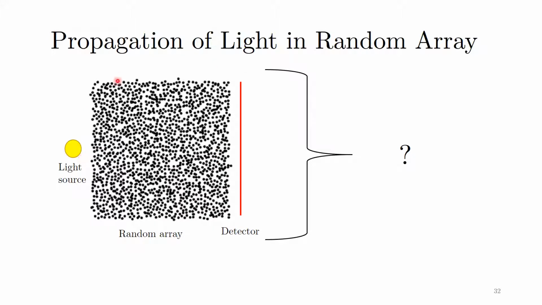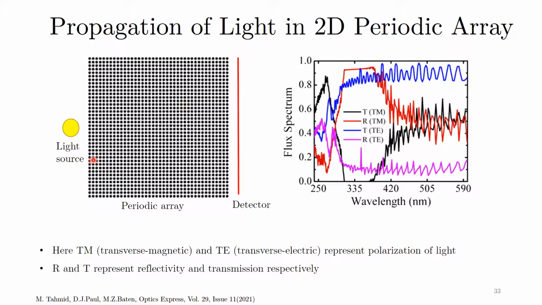So now we wanted to see the propagation of light in this random array. For that, we put the light on one side, the left side of the array, and placed a detector on the other side, the right side, and wanted to see how the light behaves. We used the same approach, the Meep simulator. Before going into the random structure, we wanted to understand what happens for a periodic case, and we got what we expected.